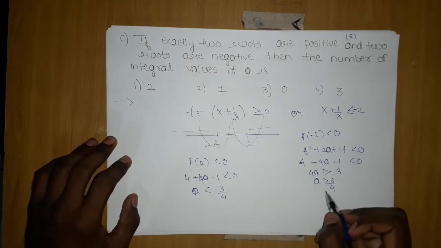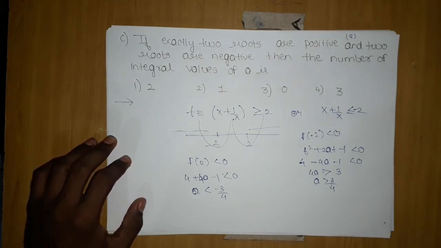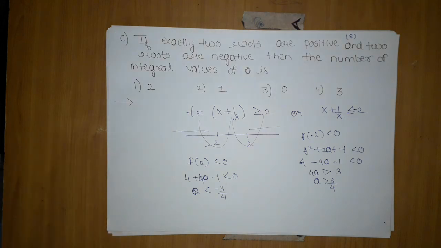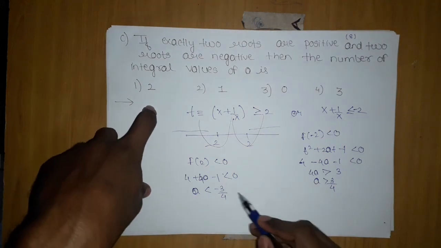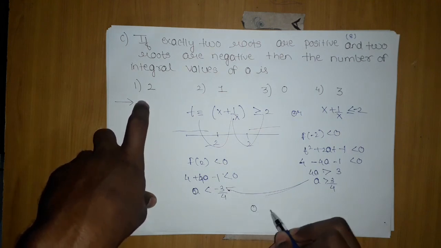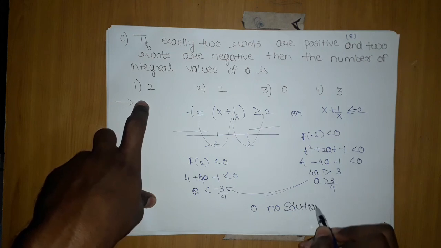It is telling greater than 3 by 4, and it is telling less than minus 3 by 4. Is this possible? No, because we cannot have both conditions together. We cannot take the intersection of these two, which means no solution. No value exists.